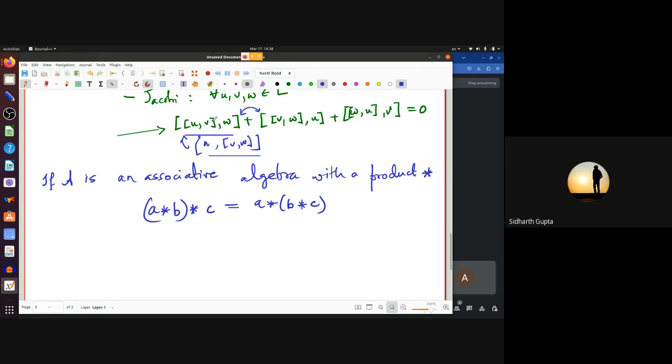Yes, sir. But these two would definitely have been equal to each other if this had been an associative algebra. But then these two together would have given you 0. You wouldn't have needed this third term, right? So Lie algebras are not associative. They are a kind of non-associative algebra.